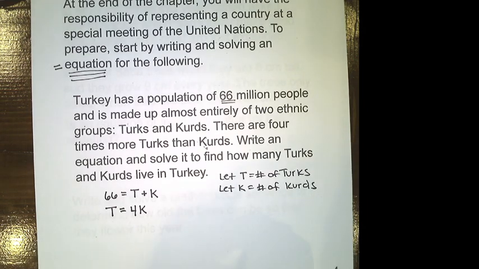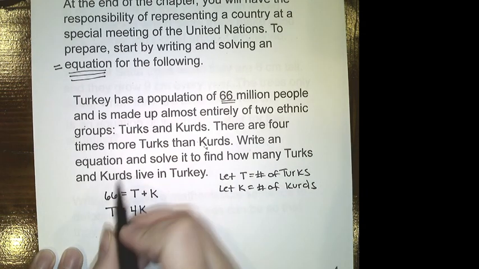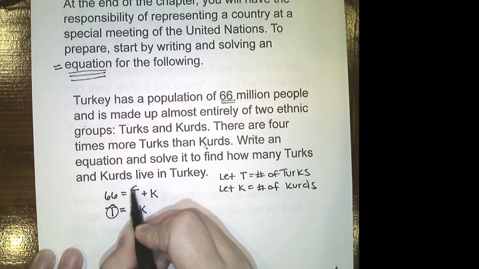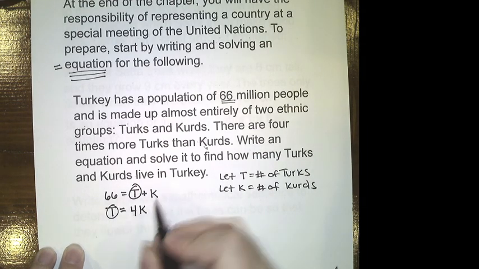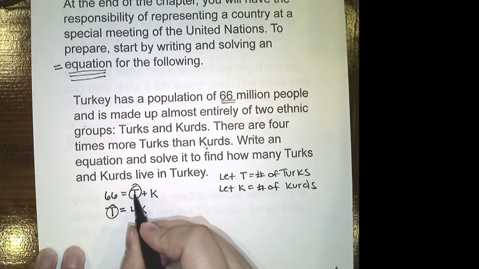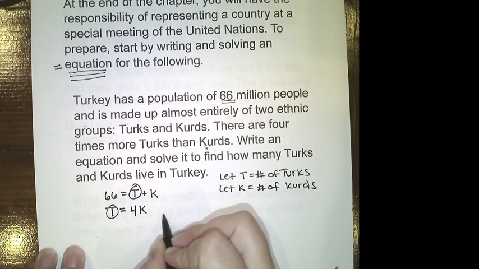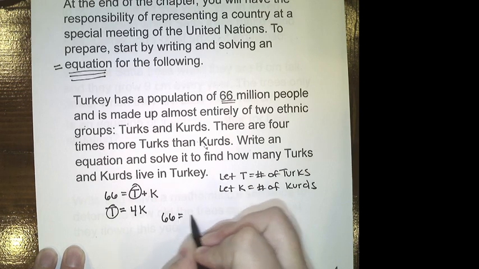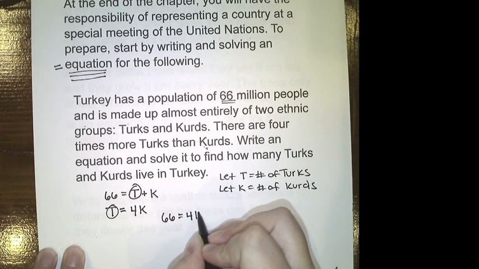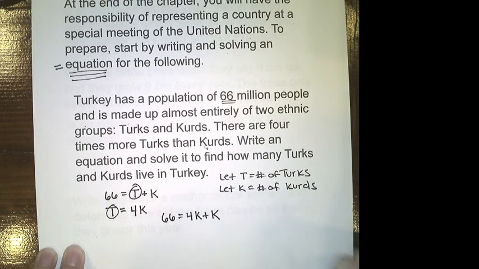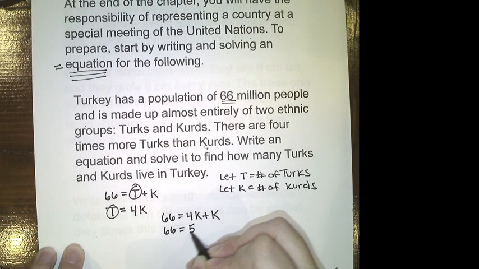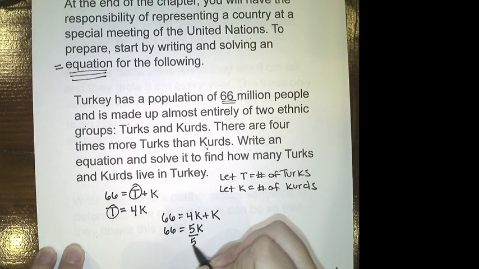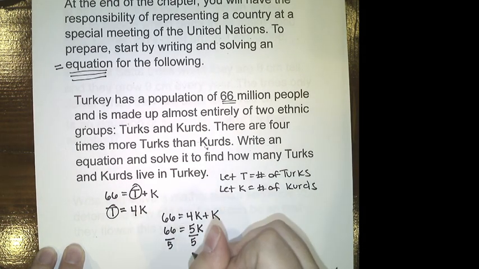So the method I want to use is substitution. Because we have T equals 4K, we can substitute 4K in for T. So I'm going to change this T to 4K. So we have 66 equals 4K plus K. Combine our like terms, and then solve for K.